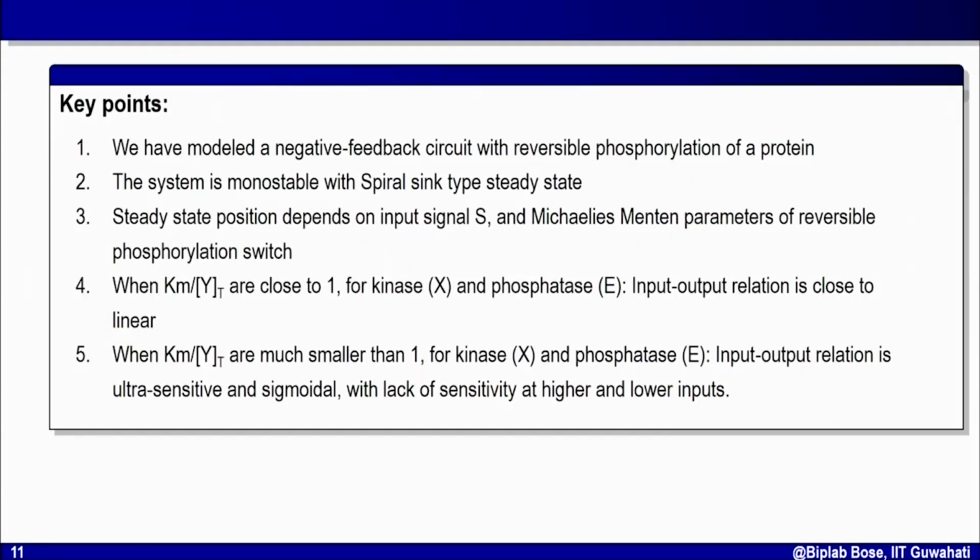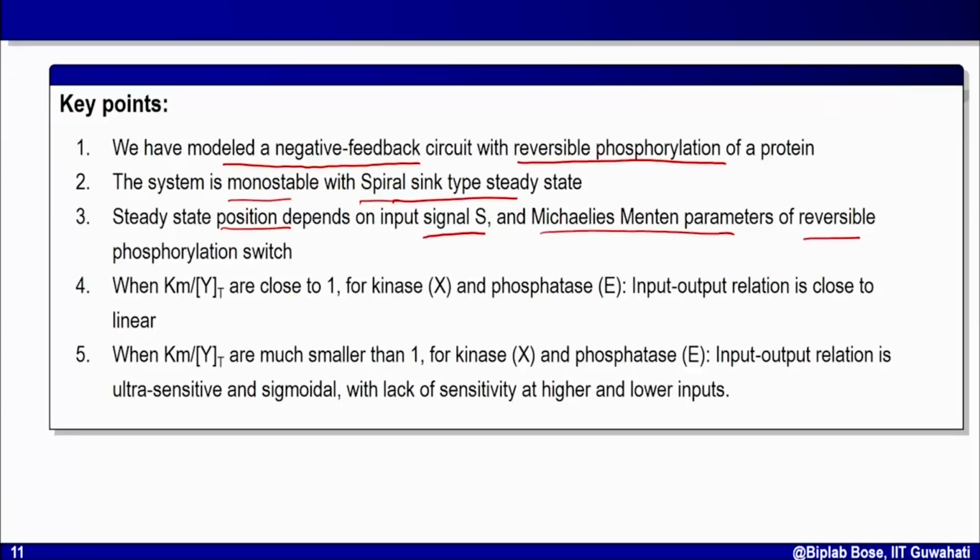So let us jot down what we have learned. In this module, we have modeled a negative feedback circuit with reversible phosphorylation of a protein. We have seen that this system is monostable with a spiral sink type steady state. We have also seen that the steady state position depends upon input signal S because the X nullcline depends upon S and the Michaelis-Menten parameters of the reversible phosphorylation. We have considered that reversible phosphorylation of Y follows Michaelis-Menten kinetics, and these Michaelis-Menten parameters are very crucial for the steady state position of this system.